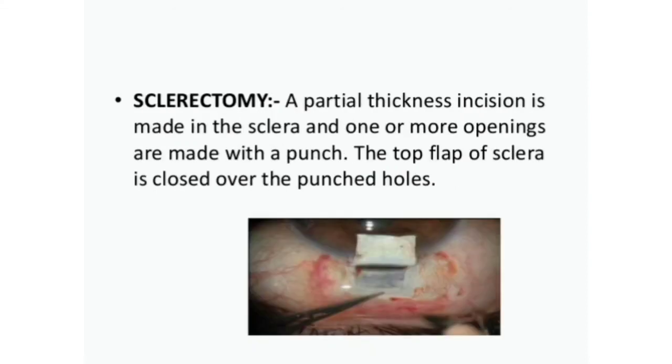Another method is sclerectomy. In sclerectomy, there also a partial thickness incision is made in the sclera, and one or more openings are made with a punch, and at last a flap of sclera is closed over the punched holes. So that is sclerectomy. That is also another treatment for glaucoma.